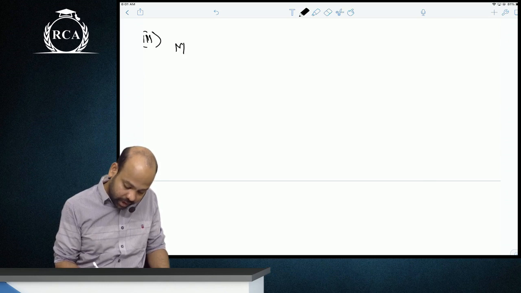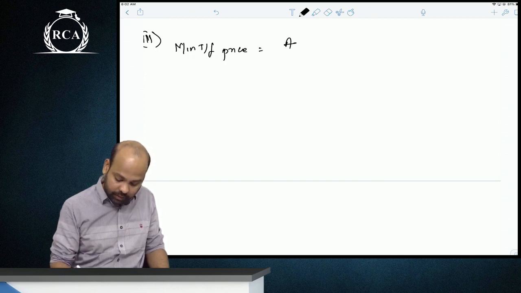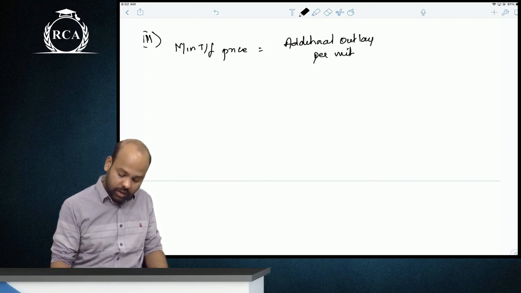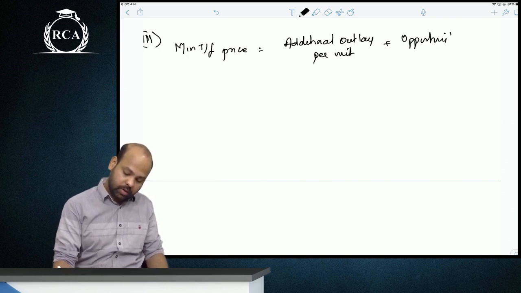First thing, guys, is minimum transfer price. Minimum transfer price is whatever is the additional outlay per unit, plus opportunity cost, if any. Yes or no? Yes, sir.